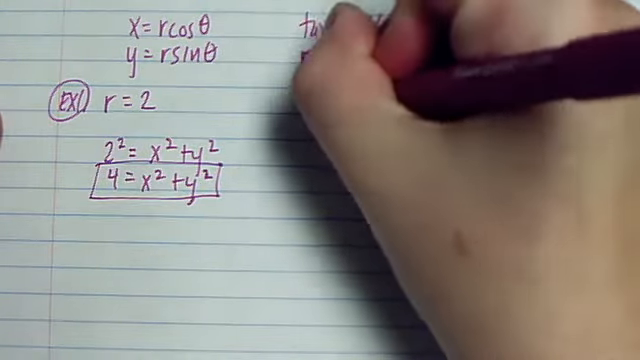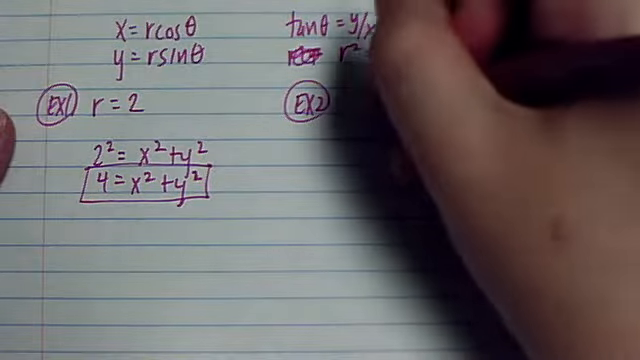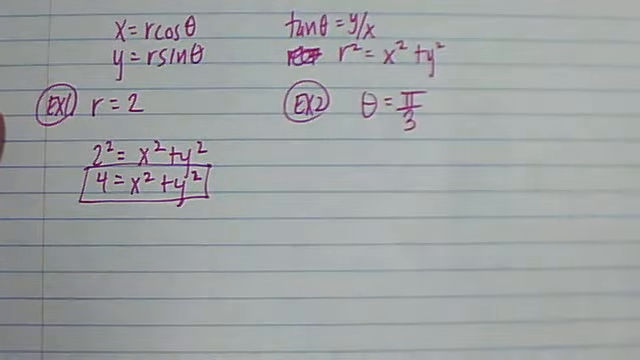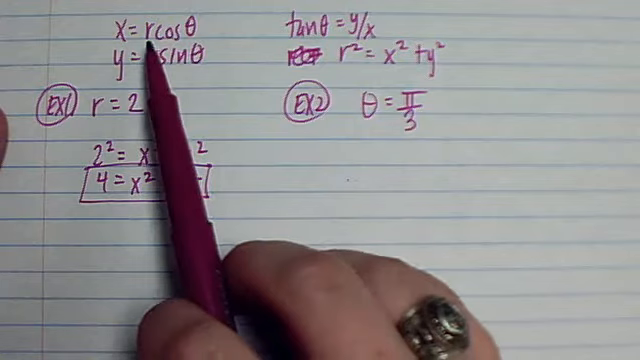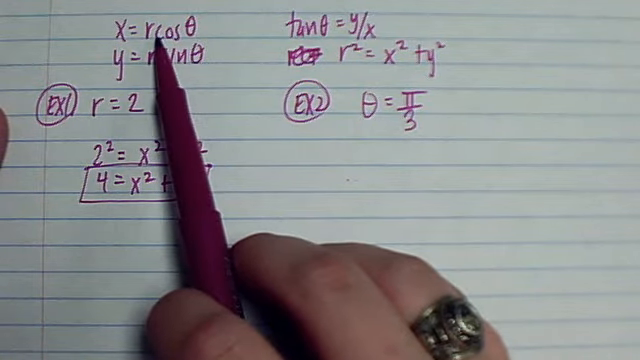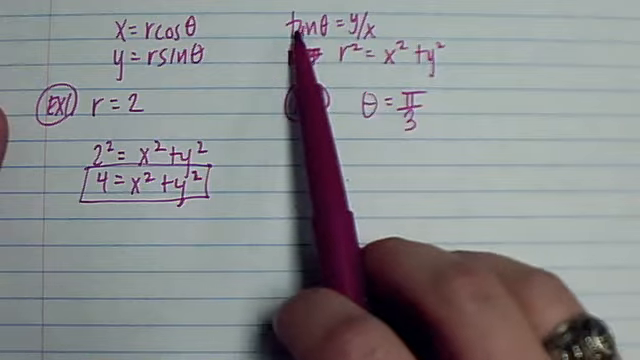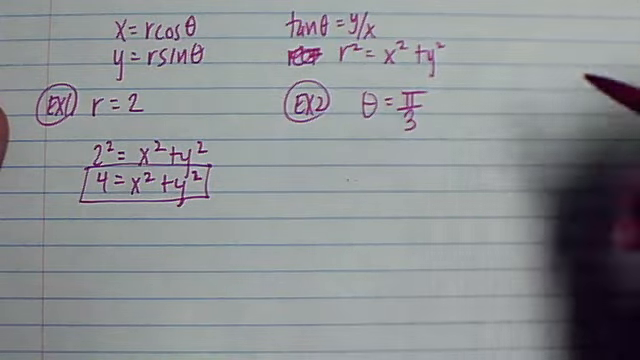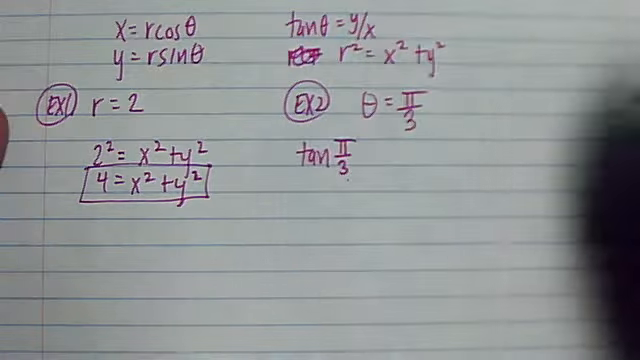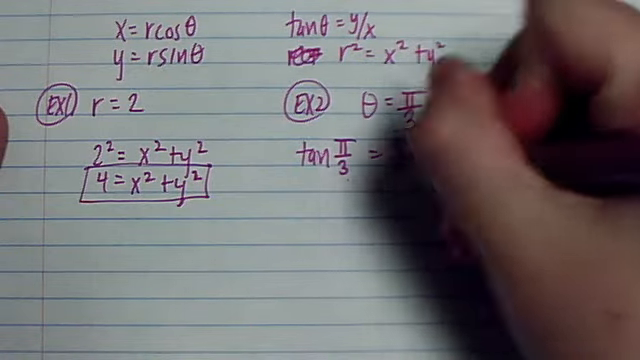Let's look at another example. This time, if they give me theta is equal to pi over 3. Okay, so if we look, these equations have an r and theta, but I'm only given theta, so I don't want to use those because I don't know anything about r. This one I could use, and this one I don't have an r. So I'm going to use tangent, plug in pi over 3 for theta, equals y over x.